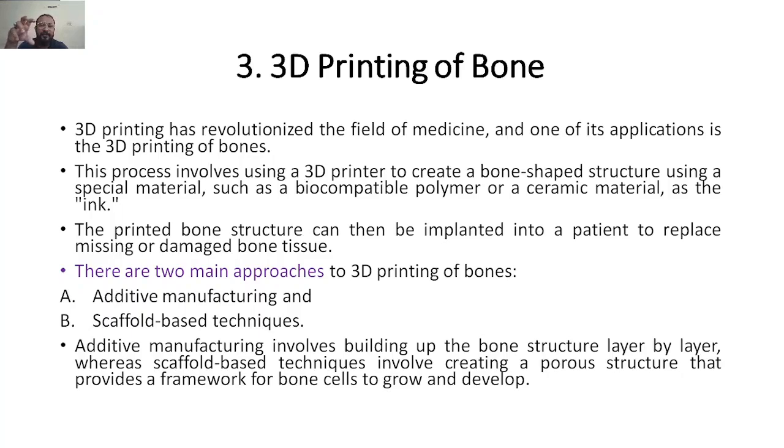The ceramic material is very important when you are going for the printing of bone. Along with the biocompatible polymer, there will be a ceramic material also, and most of the times we will use it to create the ink. Ink means what we want to print as a composition of a bone. Now the printed bone structure can be implanted into the patient to replace missing or damaged bone tissue. As I told you, if this part of the finger is missing or damaged, you make that particular 3D structure and fix it here, that's it.